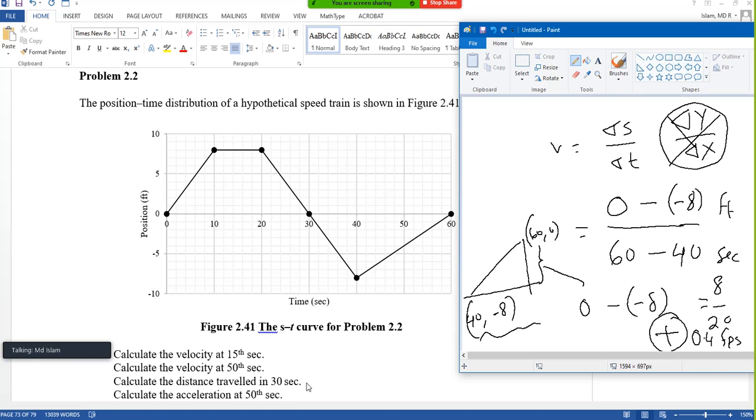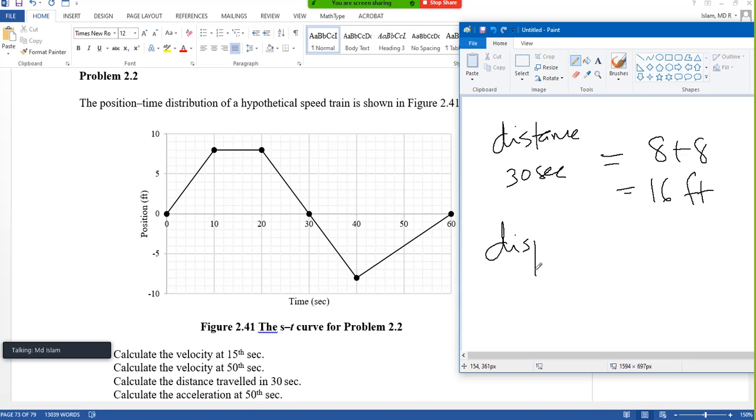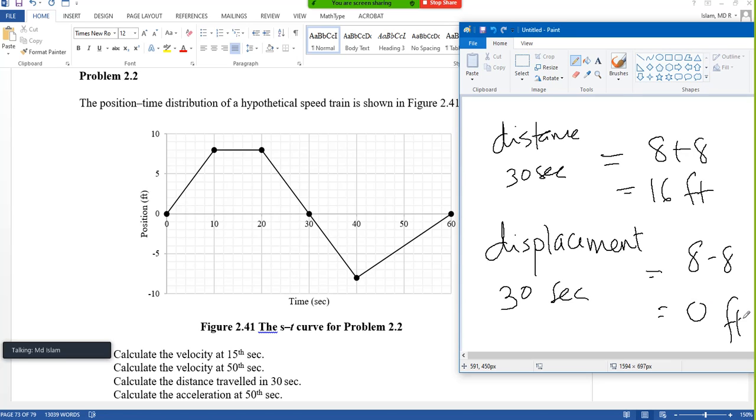Distance versus displacement. Better to write here so that if you do not understand my English, at least you can see it. So distance: if I write distance in 30 seconds, the answer is 8 plus 8, 16 feet. If the question asks displacement in 30 seconds, the answer is 8 minus 8 equals 0. So hopefully you understood this answer.